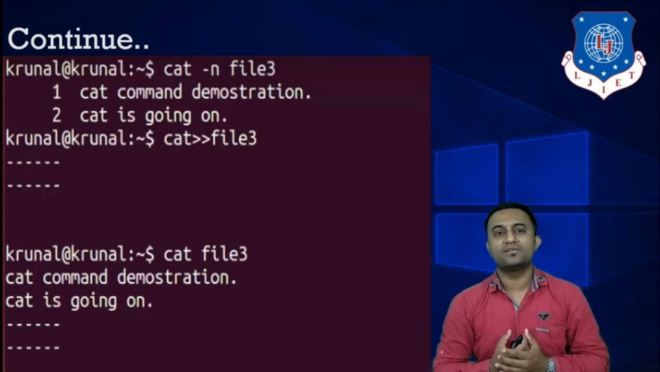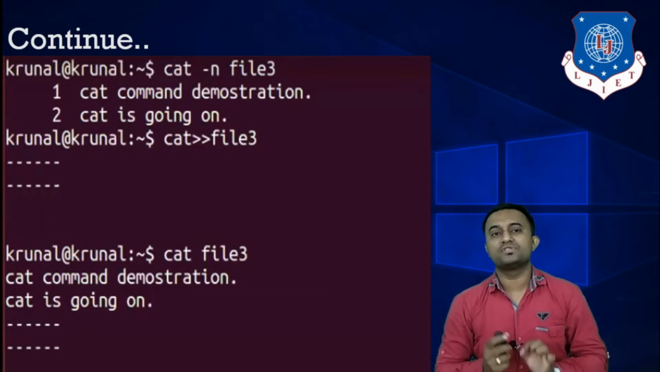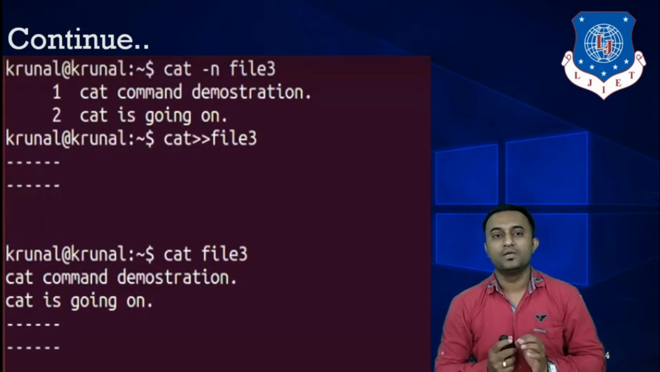It is -n. The -n option represents line numbers. It will show the line numbers if you use this option: cat -n, then the file name. So you can see 1 and 2 are the line numbers that are represented with the help of the -n option.